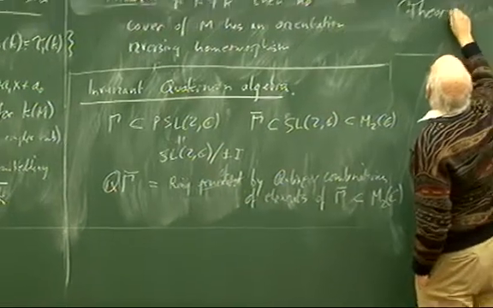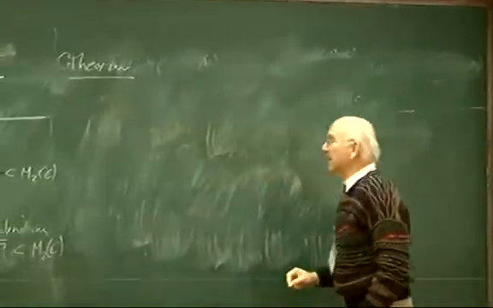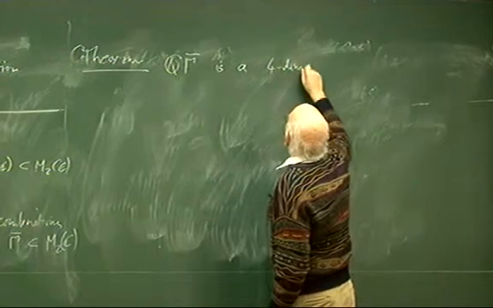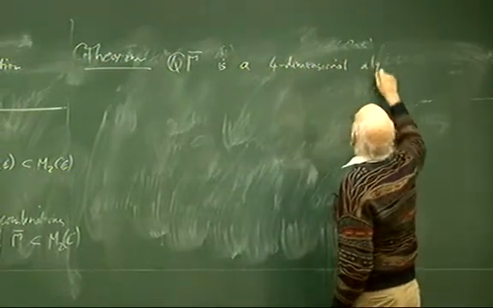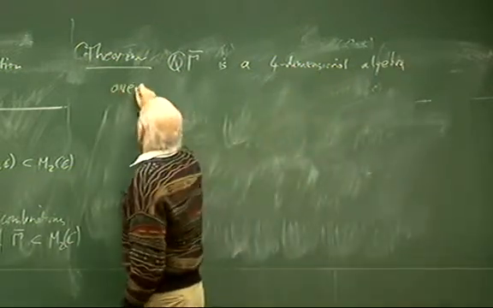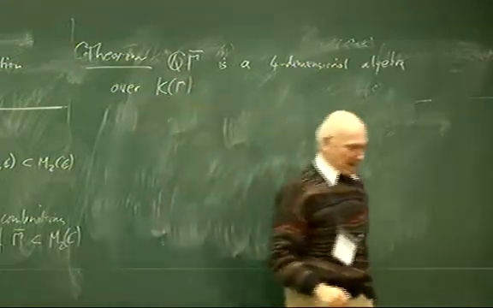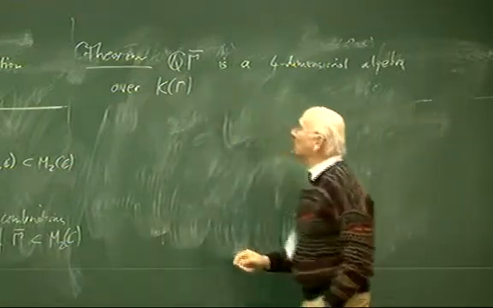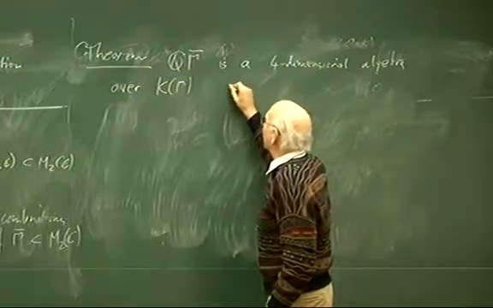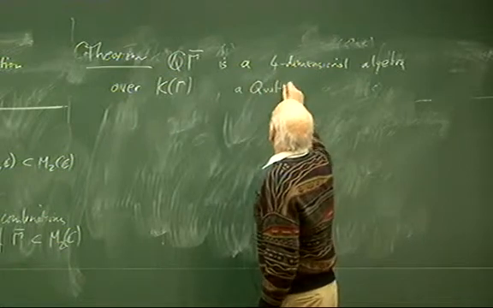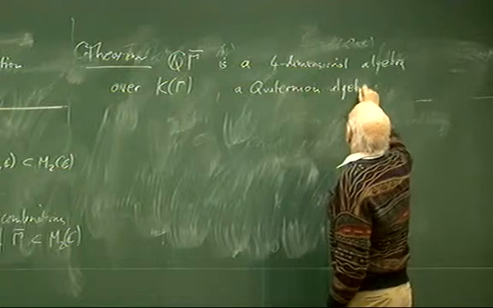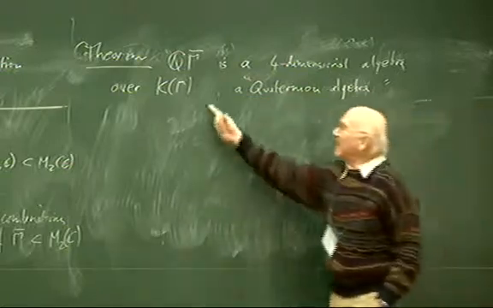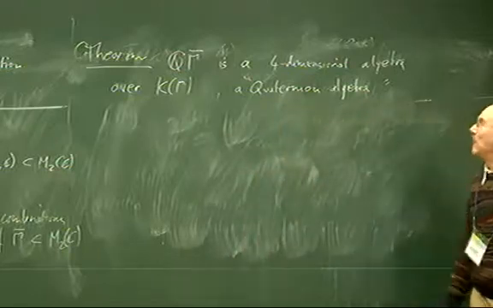And we have the following theorem, which is that Q gamma bar is a 4-dimensional algebra over the trace field of gamma, capital K of gamma, and it's a central simple algebra, and as you learned in Professor Choi's lectures, what that means is it's a quaternion algebra. So the center of it, the elements that commute with every element of this algebra, is exactly this subfield, and it has dimension 4 over this.